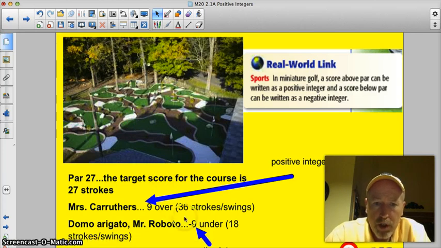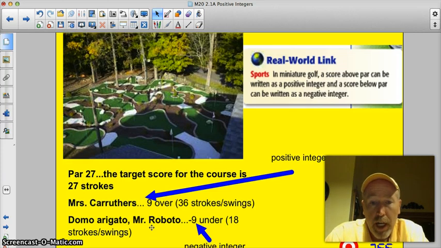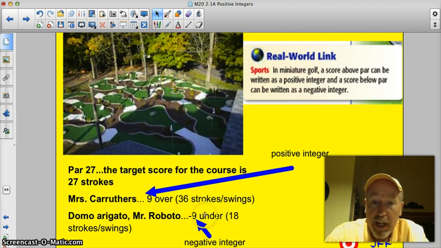Mrs. Crothers, it took her 36 strokes or swings to complete the golf course. So she was 9 over par. That's a plus 9. I scored -9, or 9 under. In other words, it took 18 fewer strokes or swings for me to complete the round of golf. So that's a negative integer. In this case, the negative integer is a good thing. I won. But that's a negative number and a positive number.